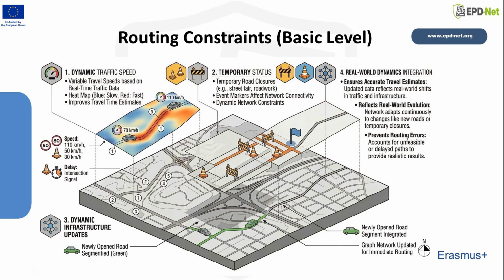Constraints play a critical role in producing realistic routing results. Without them, routing systems might generate routes that are technically short but impractical, unsafe, or illegal. By incorporating basic constraints, GIS-based routing provides more accurate and reliable route calculations.